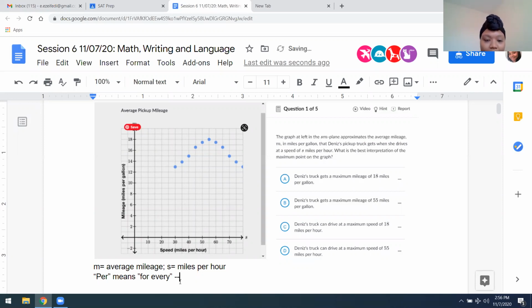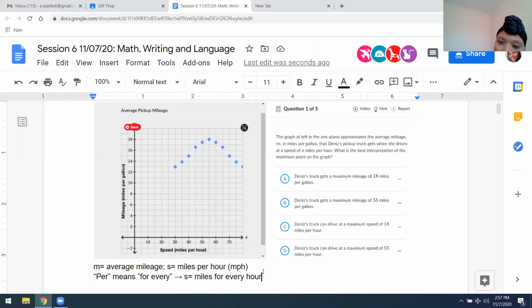So if S is miles per hour, we can translate and say, okay, S equals, I'm going to copy it just as it's here. So I have miles, then I have per. But right here I said that per means for every. So I'm going to plug it in here: for every, and then hour. Miles per hour, or mph. Okay.